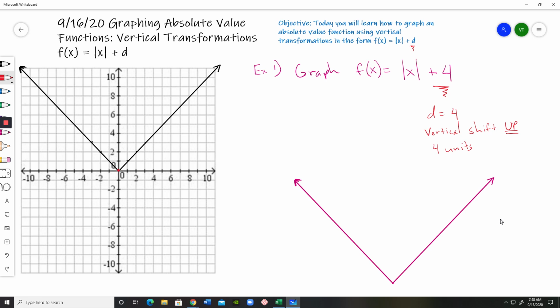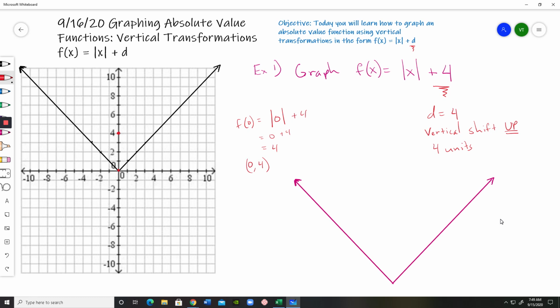On the graph, instead of starting at 0, 0, if we were to input a 0, if we were to say the absolute value of 0 plus 4, our output would be 0 plus 4, which is 4. So instead of being 0, 0 like the parent function, the starting point is now 0, 4. So 0, 4 is right here. Notice the origin, or the vertex, has moved up 4 spaces.